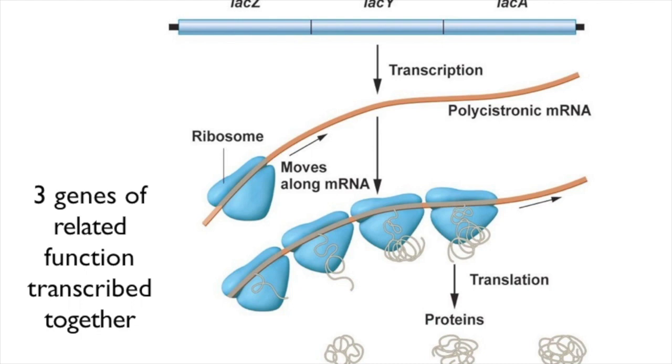So once it gets past the beta-gal gene, it drops off that polypeptide and starts synthesizing another amino acid chain that will become permease, and the same for transacetylase.